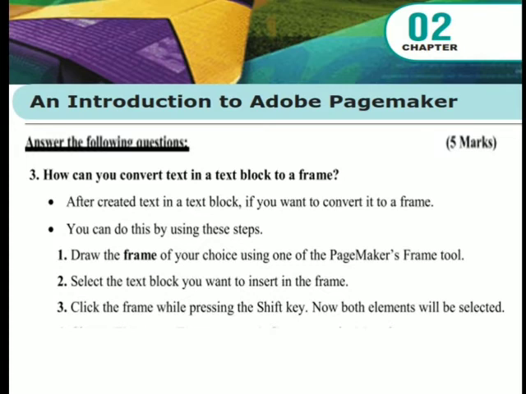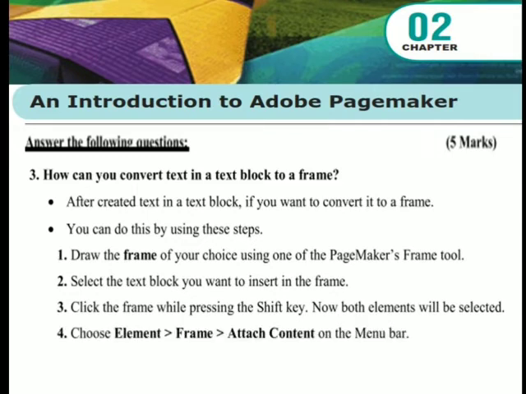Now both elements will be selected. Choose Element, Frame, Attach Content on the menu bar. Now the text appears in the frame.